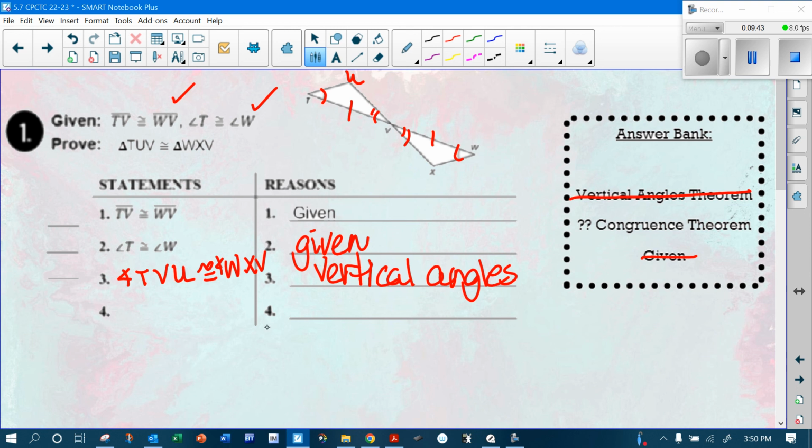Now, what congruence theorem? So I've got this angle, and the side that connects them. So this is angle, side, angle. So triangle TUV is congruent to triangle WXV by angle, side, angle. Okay, so that is the congruence theorem that they wanted me to use. So this is a side, this is an angle, and this is an angle. So this came out to be angle, side, angle.